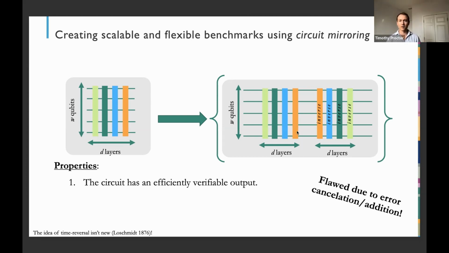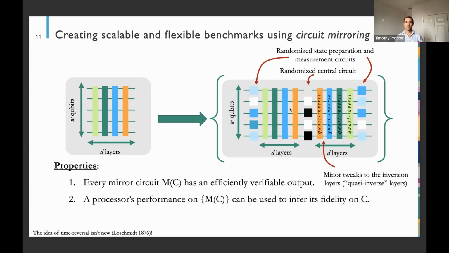And although that's an extreme example, you can come up with small errors that get cancelled out by this kind of echo, because this is an echo experiment. They echo out certain kinds of errors. So this is flawed, but we decided that there's actually a way to fix this by just some simple adaptations to the technique. So what we do is we insert a randomized central circuit.